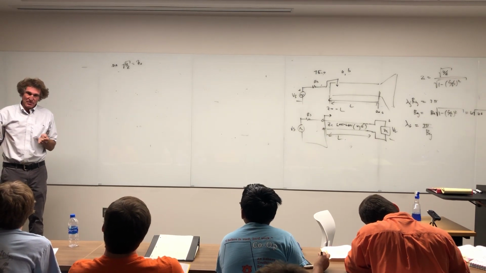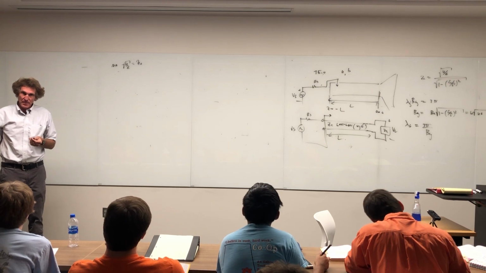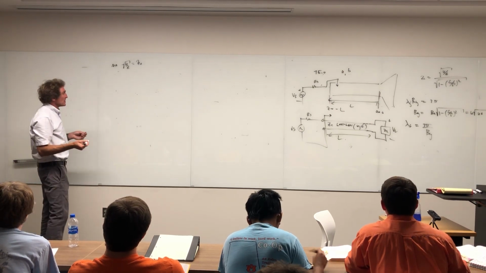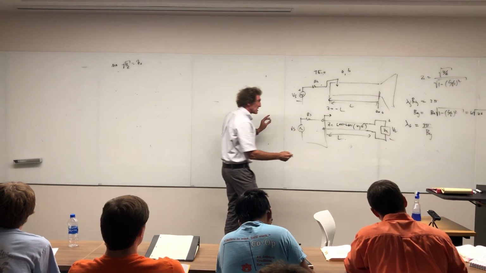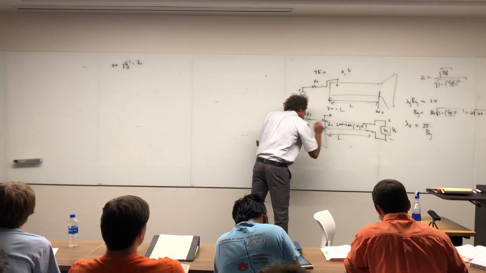120 pi ohms, pardon, right? 377 ohms. Now, keep watching. So how do I do this problem? I start by saying, just like the other ones, I want to find the voltage just inside there.